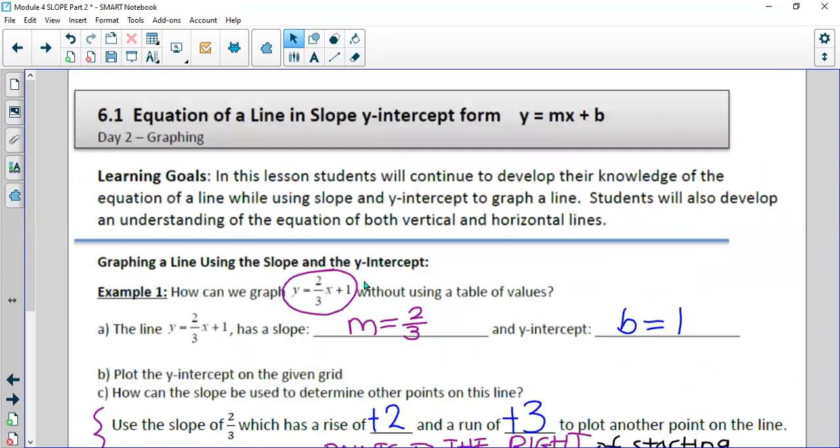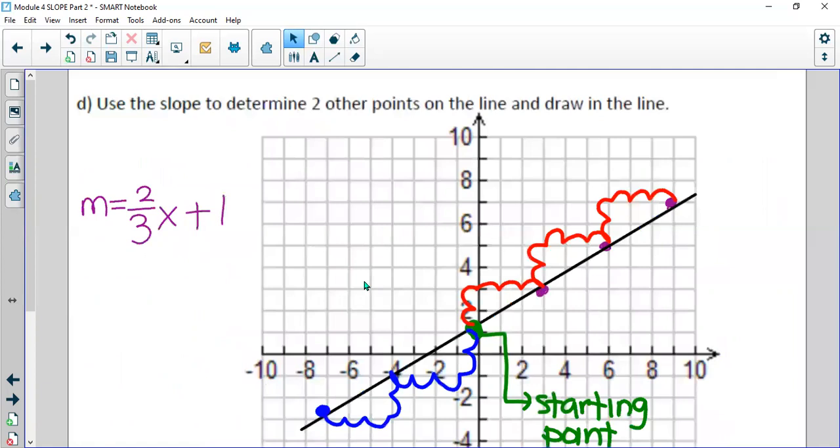But let me quickly review that. So the equation of a line. When an equation is in y is equal to mx plus b form, this is called slope-intercept form.